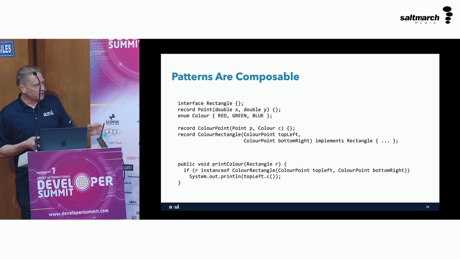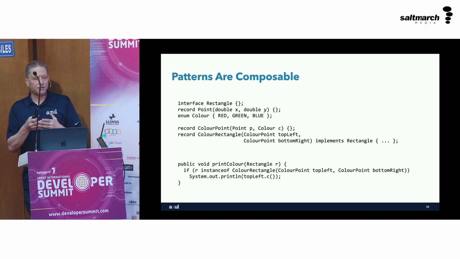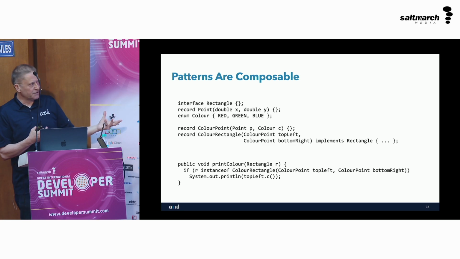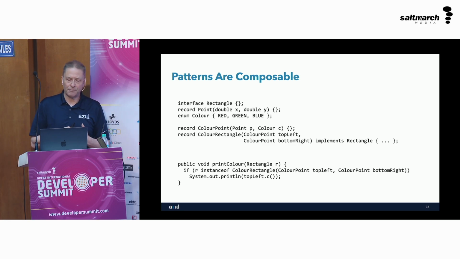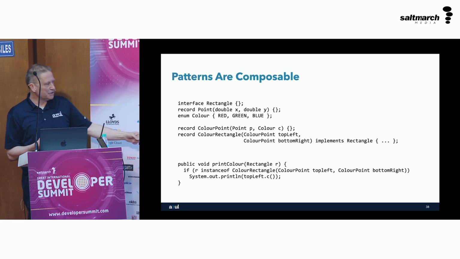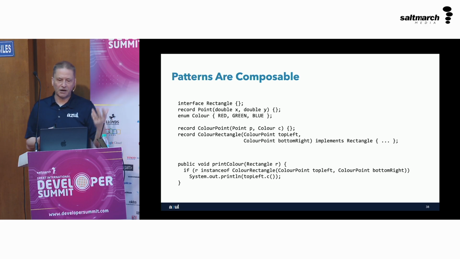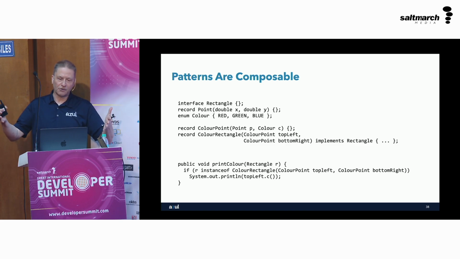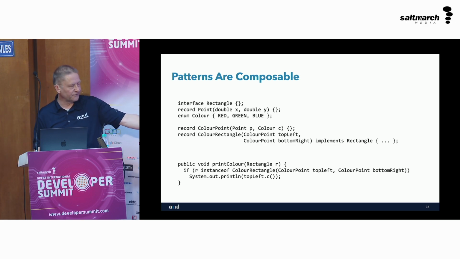So now we can have a method which is printColor, and we'll pass in a Rectangle. It's an interface, so we could have other things that implement that interface. Now we can do if r instanceof ColorRectangle, and we can use deconstruction to say ColorPoint topLeft, ColorPoint bottomRight. So we're doing the record declaration of our ColorRectangle, and then we can print out topLeft.c.